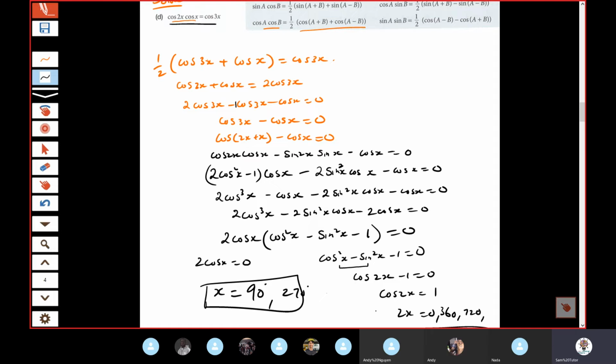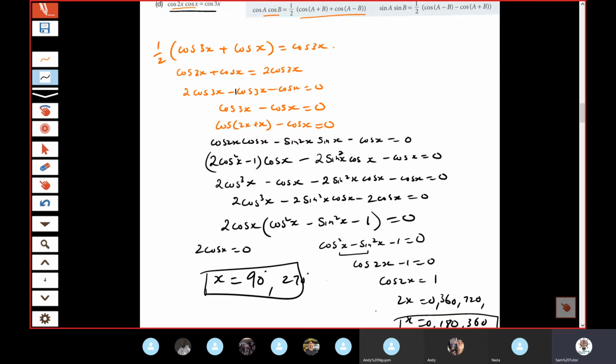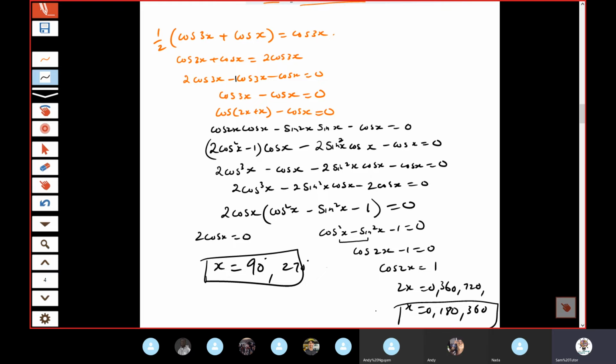Cos, let's try 90. Cos 180 times cos 90 gives me 0. Cos 90 times 3 is 0. So it should work. All right. Anyone want me to double check any particular lines here? Anything that you're confused about.